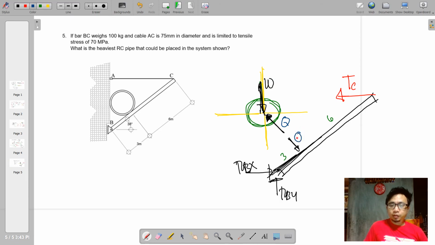So Q here will be transferred on the bar. Relating to W, W is a vertical force, so we'll be needing the vertical component of Q. Say this is Q vertical, and we also have the horizontal component of Q, QH.